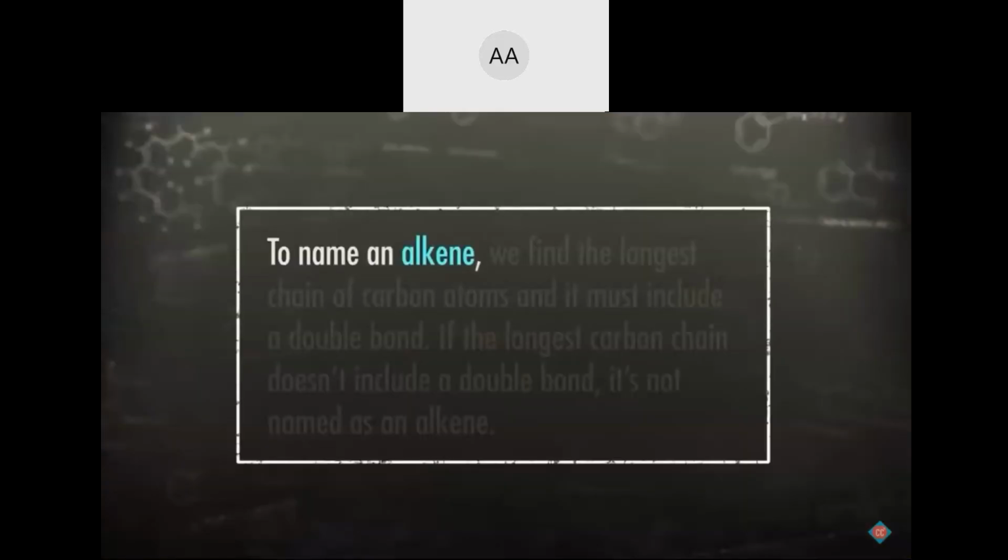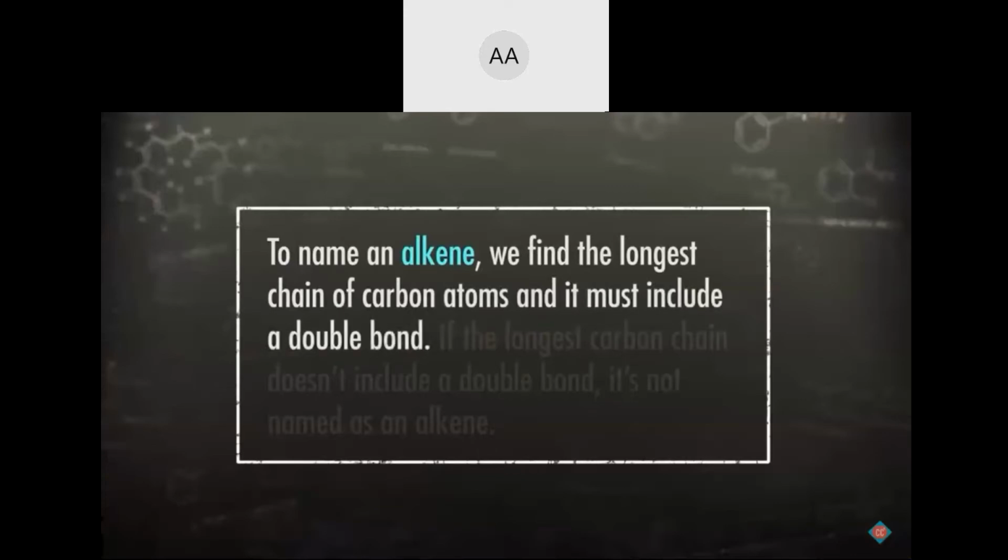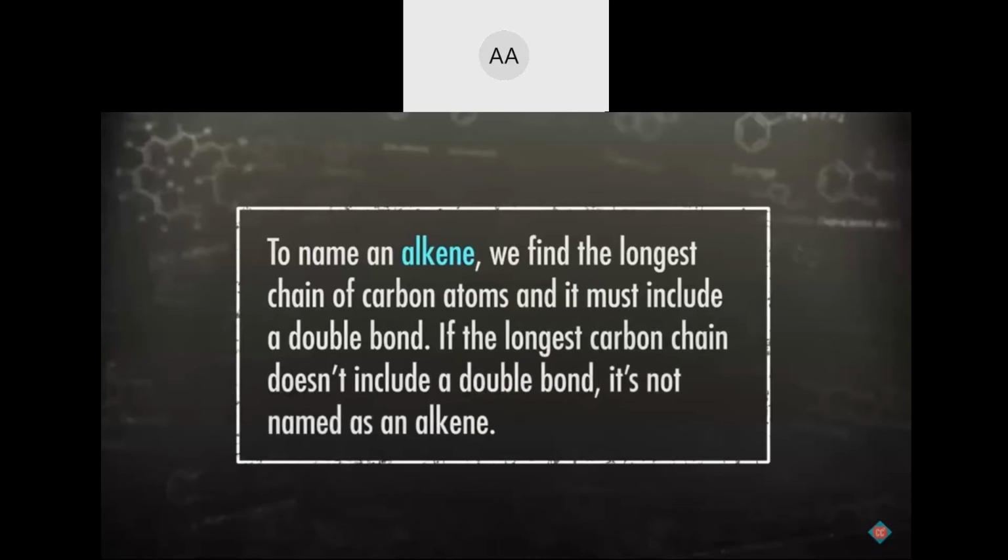To name an alkene, we find the longest chain of carbon atoms, and it must include a double bond. If the longest carbon chain doesn't include a double bond, it's not named as an alkene. Sorry, I don't make the rules, IUPAC does. Since IUPAC rules are all about communication, we want to let people know where that double bond is on the chain. So we'll number the carbons starting on the end closest to the double bond. For the sake of consistency, we want to keep the numbers as low as possible.